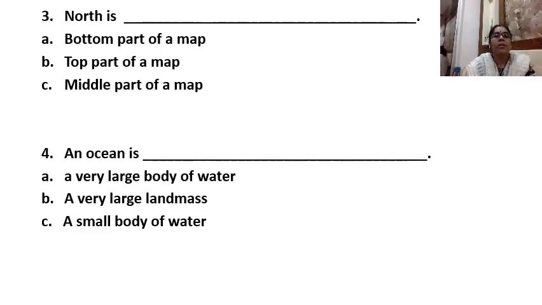Now children, you all should know this. This is a very easy question. North is dash. The bottom part of a map, top part of a map, middle part of a map. Which part of the map is the north side? Yes, north direction. Yes, children, you have learnt it. It is the top part of the map. Follow, the top part of the map is north. So B is the correct option.